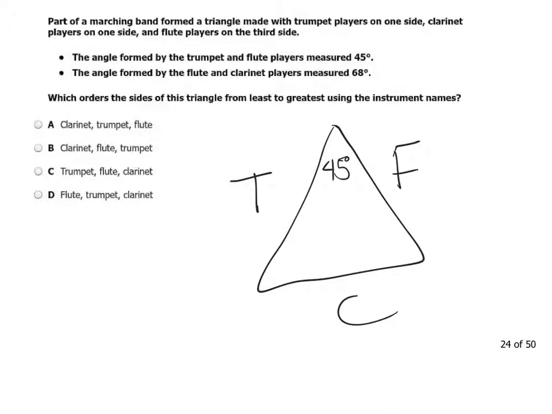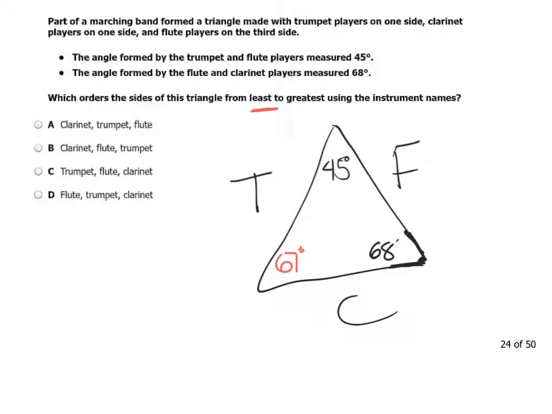Trumpet and the flute, 45. The angle formed by the flute and the clarinet, 68. 68 should only touch flute side and clarinet side. So let's figure out what the rest is. Okay, so I filled in the missing angle. It wants us to list it in order from least to greatest, and it's the sides.